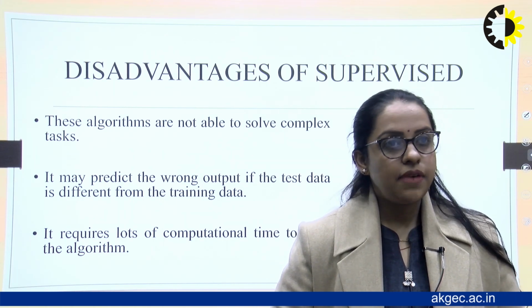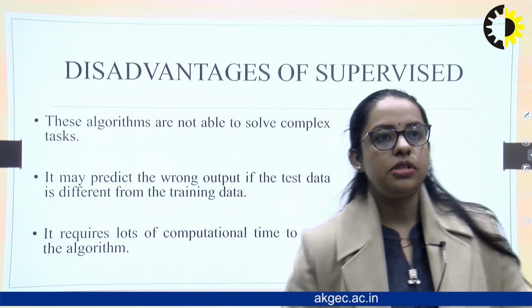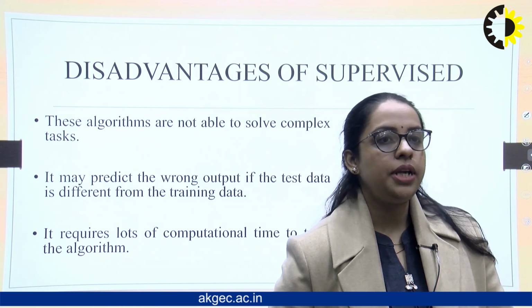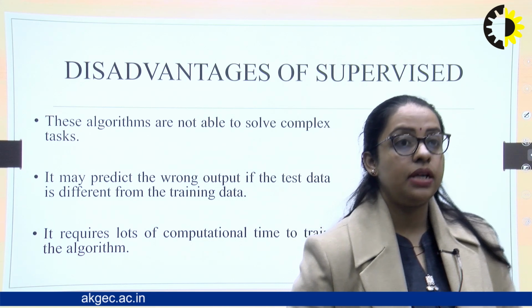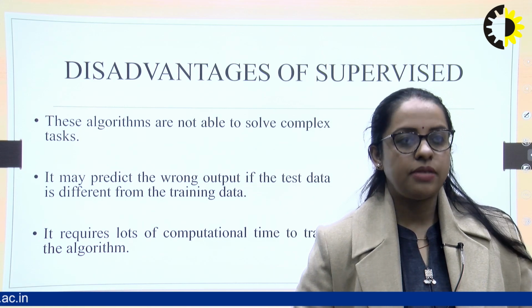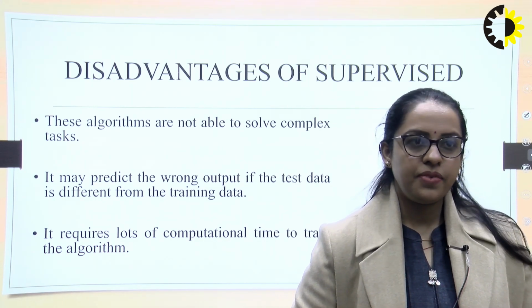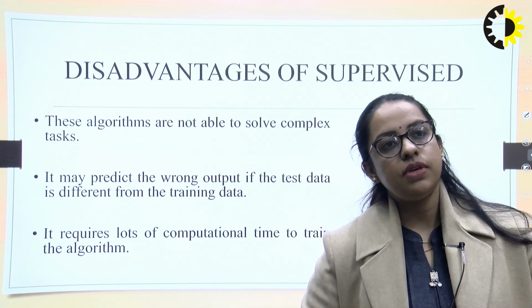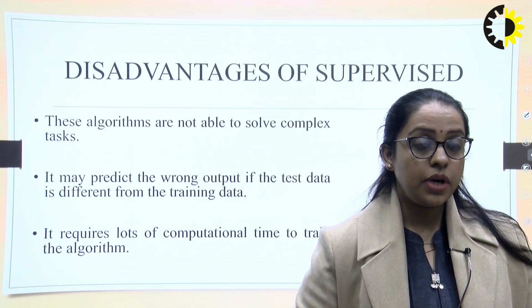Second, disadvantages. If any approach only has advantages, then there is no need to use its alternatives. If we have multiple types of learning algorithms, supervised, unsupervised, semi-supervised, and reinforcement, then we can say that there are some shortcomings also, which the alternatives are working over.